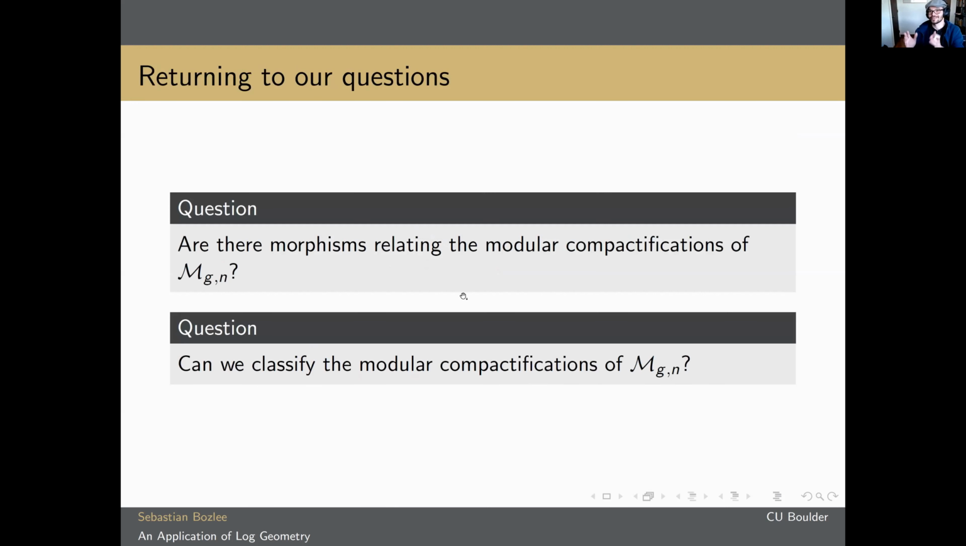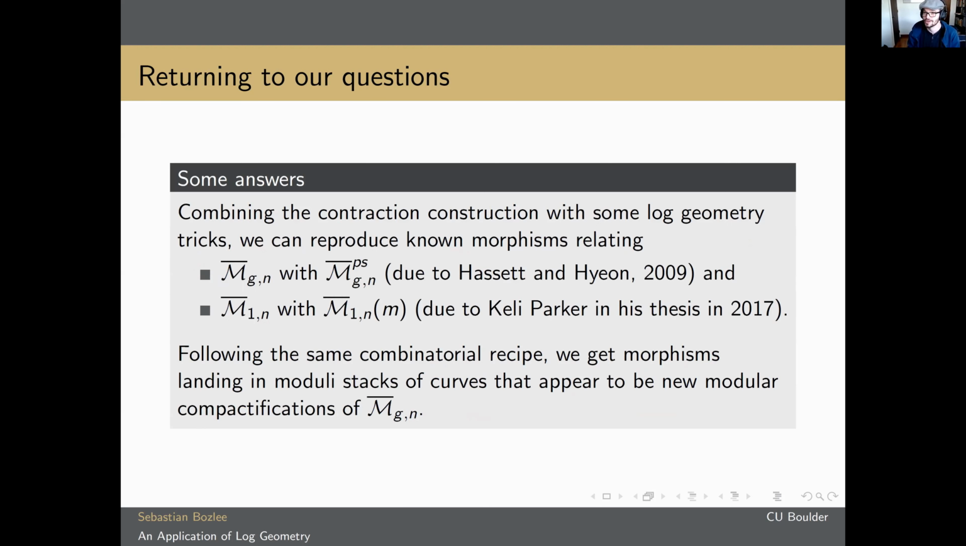Okay, so with that result in mind, we can return to our original questions. So we had asked, are there morphisms relating the different modular compactifications of M_{g,n}? And can we classify the modular compactifications of M_{g,n}? So with this construction in hand, here's what we can do. First of all, if we combine this contraction construction with some log geometric tricks, we can reproduce some known morphisms that relate known modular compactifications. So we realize the contraction from M_{g,n} bar to M_{g,n} pseudo-stable using a mesa curve.